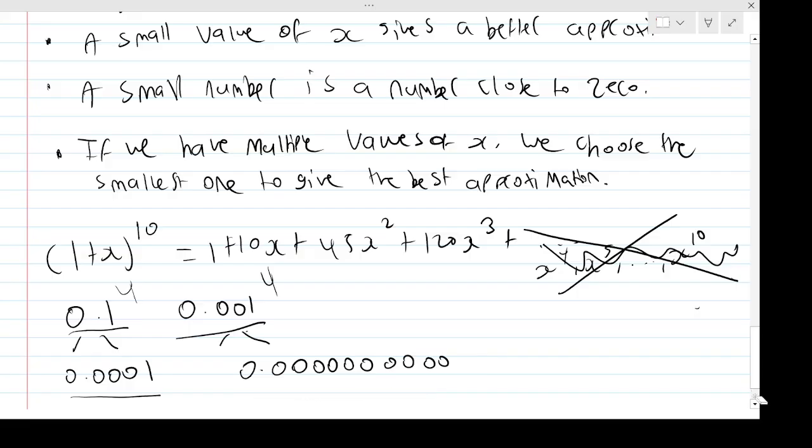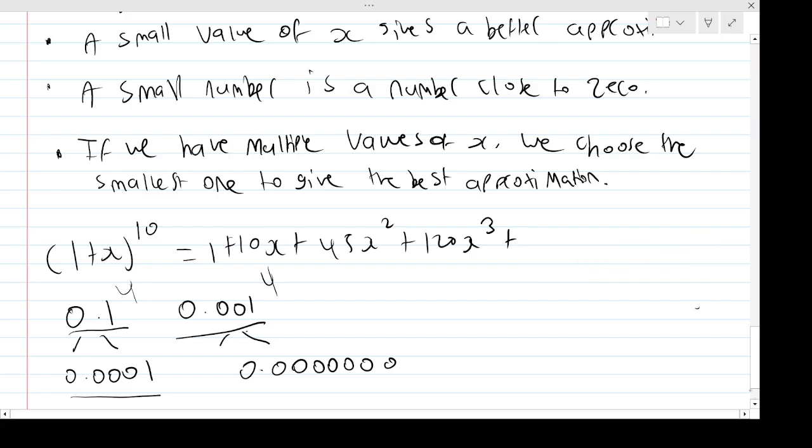So there we are then. Effectively, all in all, at the end of the day, you need to know that if you have multiple values of x to choose from to approximate something using a binomial expansion, we choose the smallest one, for the reason of getting the best approximation, because high powers of a small decimal basically go to 0, so they don't affect the outcome. It basically means there's less error because it's not contributing as much. Because it's basically 0, there's no error essentially.